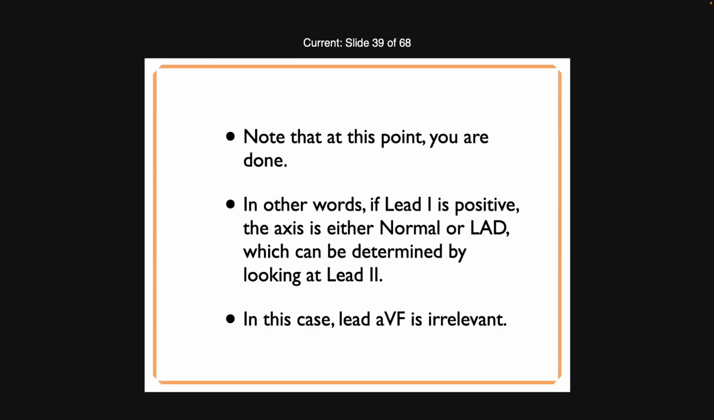Now, at this point, you're done. I said it takes 3 leads, but at this point, we're done after 2, okay? So at this point, you don't have to look at AVF. I said we're going to use 3 leads, but we're finished. In other words, if lead 1 is positive, the axis is either normal or left axis deviation, and that can be determined by looking at lead 2. In this case, AVF is irrelevant. You're done, okay?